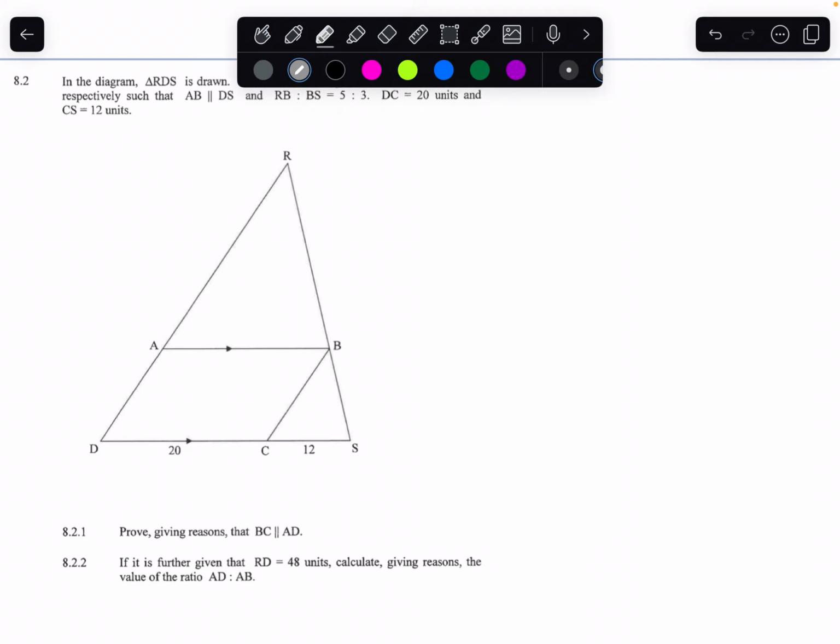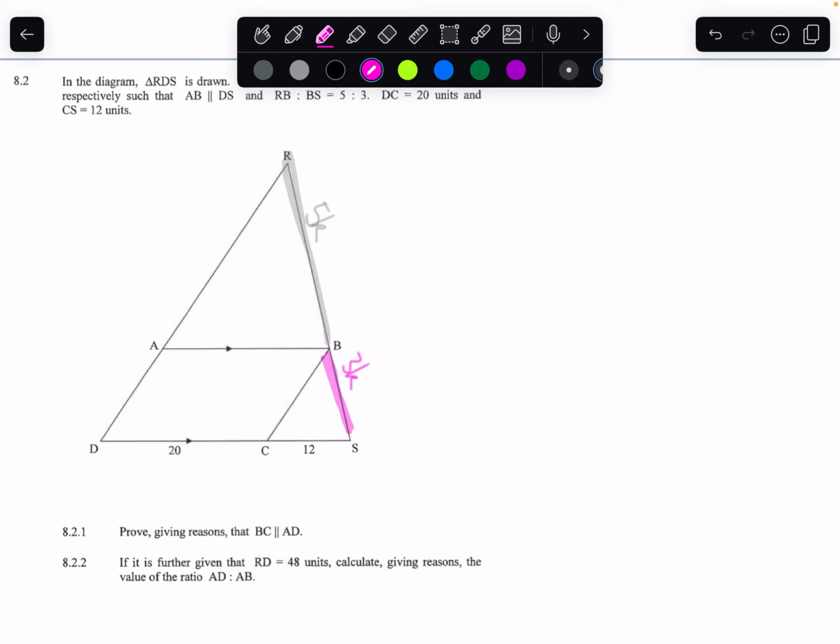Okay, so if this is 5k, 5 times some number k, then we know that this will be 3 times that number k. So if it's 5 times 2, then the other one will be 3 times 2. If it's 5 times a half, then the other one will be 3 times a half, and so on. So that's the relationship between RB and BS.